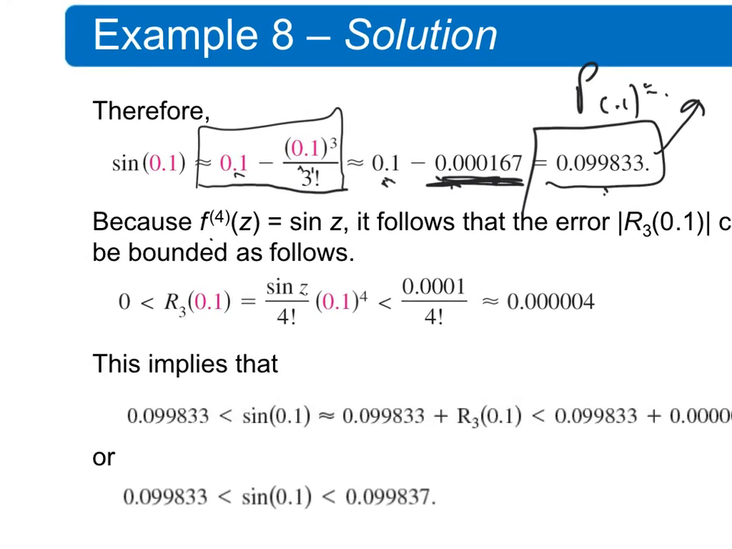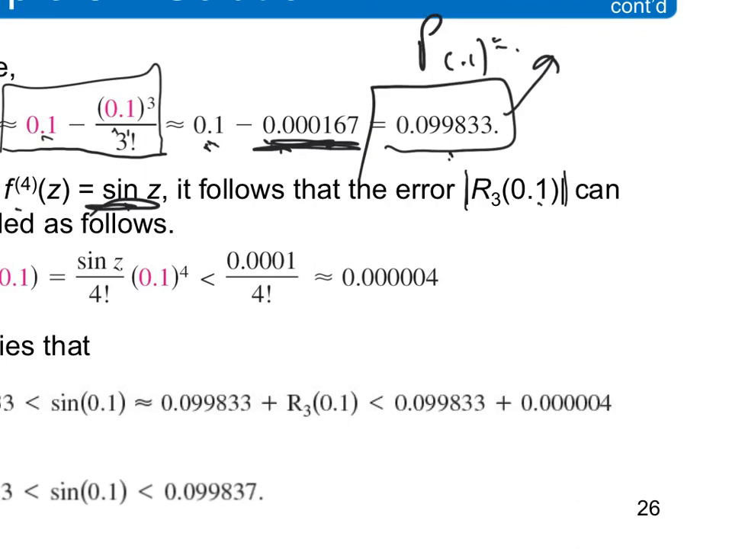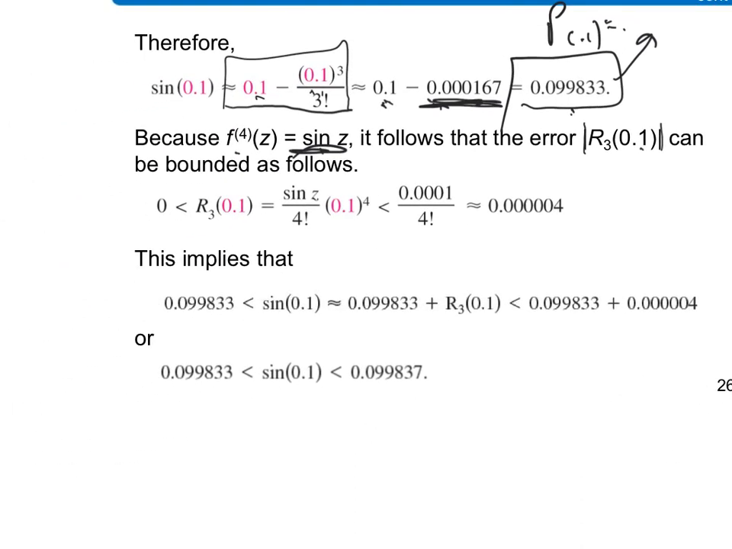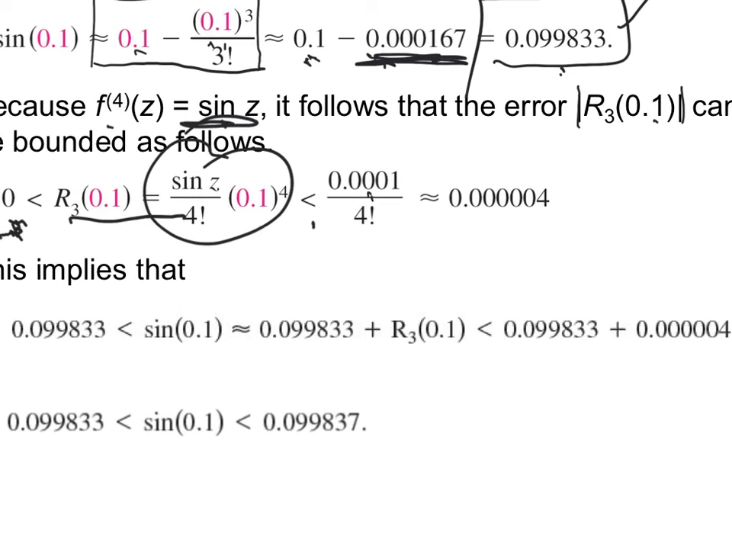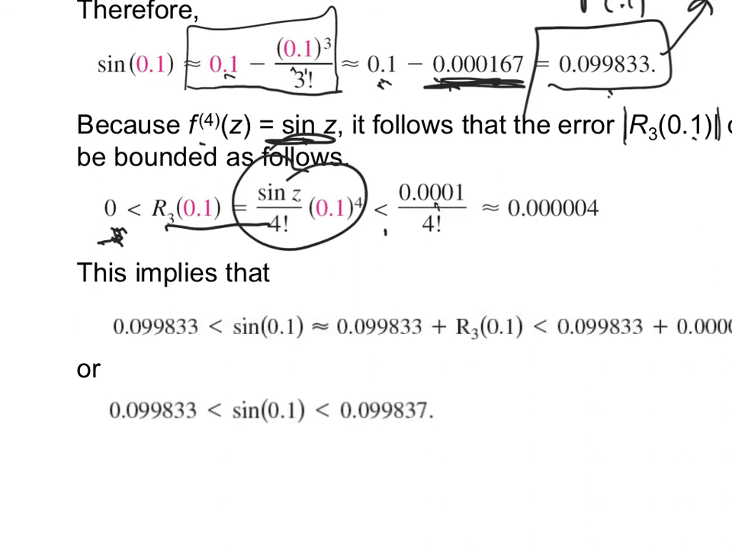Now, because the fourth derivative is sine, which I just showed you a minute ago, we know the absolute value of the remainder at 0.1 has to be between, well, why does it have to be between 0 and this thing here? Well, because the remainder can't be 0, or you'd have a perfect polynomial. So it's bigger than 0, and it's going to have to be less than 0.0001 over 4 factorial. Where is that coming from? What is the sine of 0.1 for real? Because that's what that is.